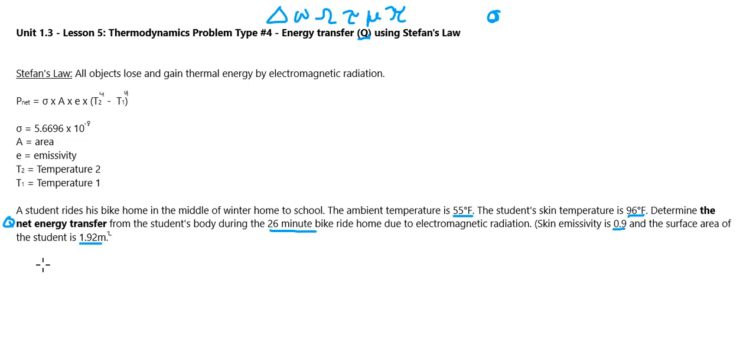Yay, I already put it in meters. That's useful. Now, like with other problems, there are certain things that have to be in certain units. For this, time has to be in seconds. In this case, it's minutes. It's easy to convert, though. All you have to do is multiply by 60. We'll do that later on. Also, temperature has to be in Kelvin. It's in Fahrenheit, so we're going to have to convert. We'll do that later also.